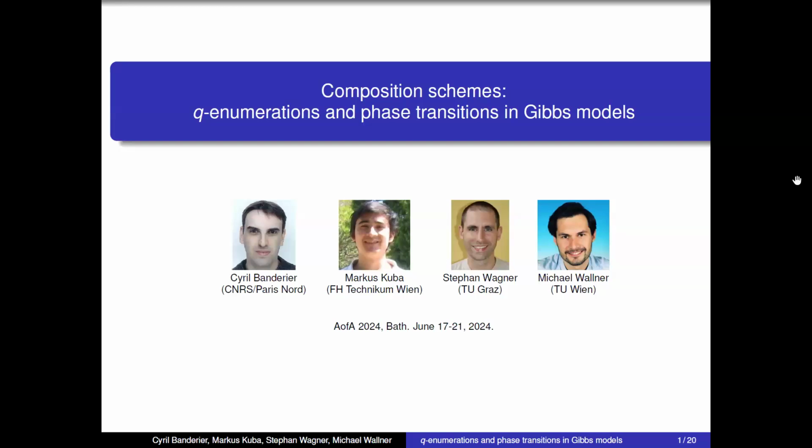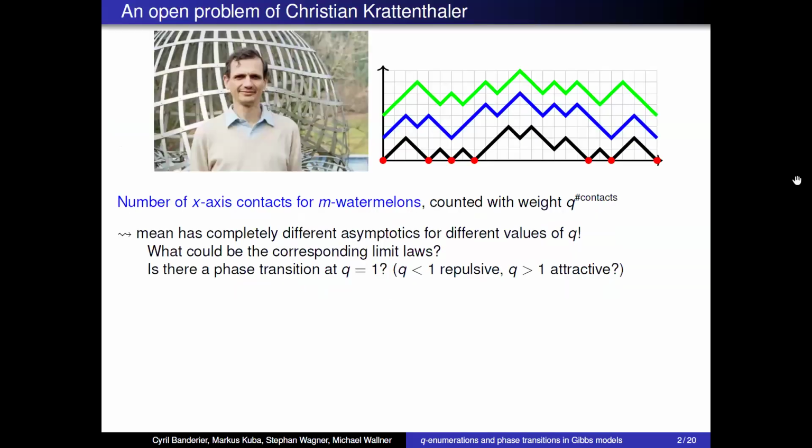Okay, so what is it about? Let's begin with a question by Christian Krattenthaler years ago. He was considering some objects which are called watermelons. I will explain more in detail later, but they are just some big paths which are not crossing. And you consider the number of contacts of the lower big path with the X-axis. And you are counting them with a Gibbs weight, q to the number of contacts. And q is a real number, exactly like in the previous talk by Zephyr.